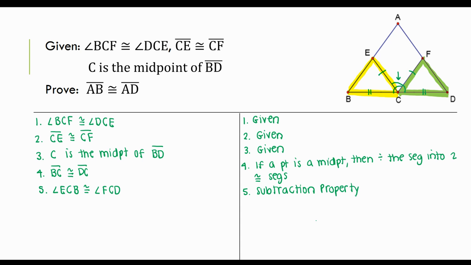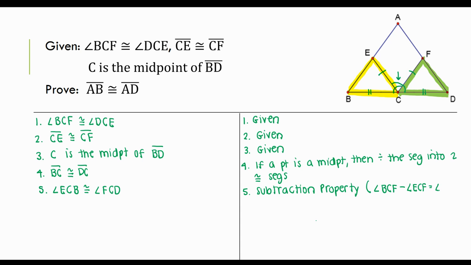So remember, subtraction means we start big, we end small. So what did I start with? I started with the angle BCF. I'm subtracting that common middle angle of angle ECF. That got me angle ECB.